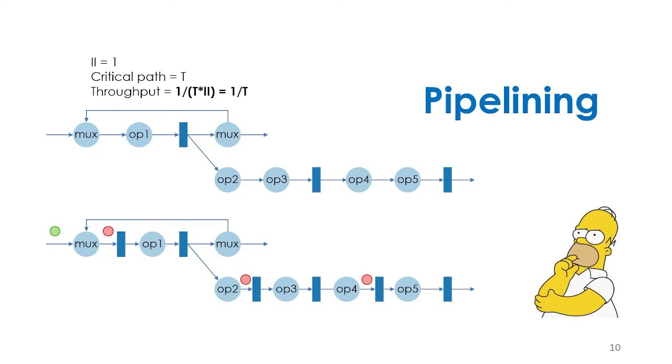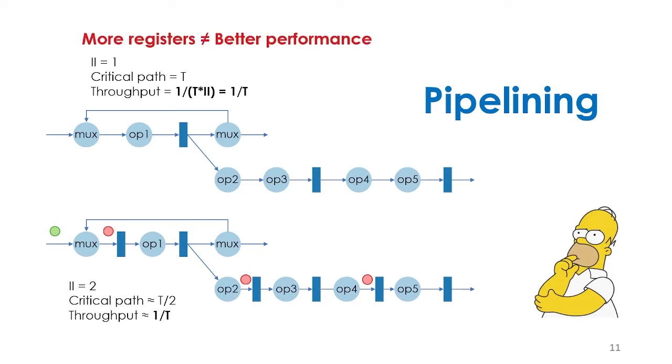However, if a second input arrives at the hardware, it is still blocked until the first input finishes the computation, because the hardware cannot determine the absence of dependence between these two inputs. We then have an II of 2 and an approximately halved critical path because of the additional registers. The overall throughput remains 1 over T. This is known in hardware pipelining that adding more pipelining stages may not improve the overall performance in time.